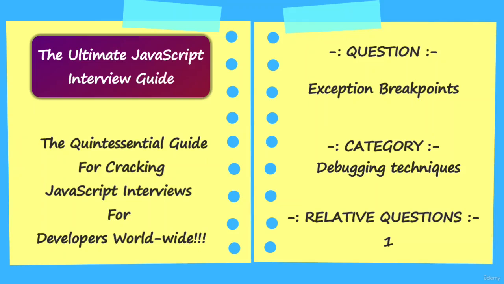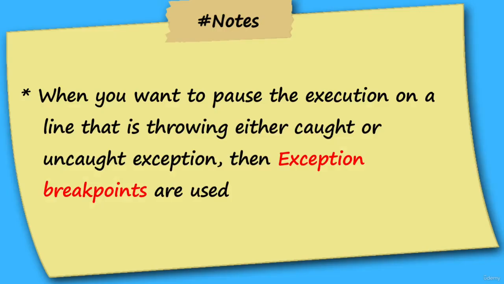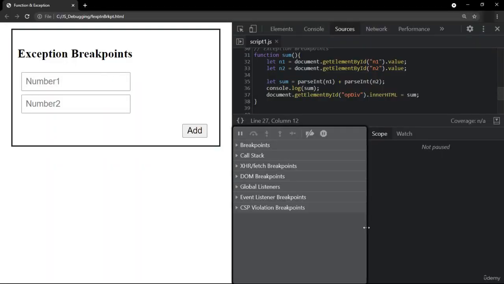Let us now see how exception breakpoints work. There is one relative question. When you want to pause the execution on a line that is throwing either a caught or uncaught exception, then exception breakpoints are used. Here in the debugging pane, this icon is used to set exception breakpoints.